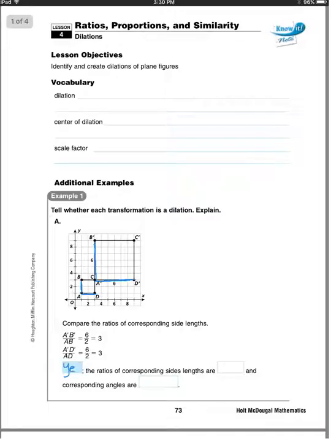So yes, the ratios of the corresponding side lengths are equal, and the corresponding angles are congruent. Now you could do CD over CD and BC over BC, but again, since they're a square, we don't need to do all of them. Okay?